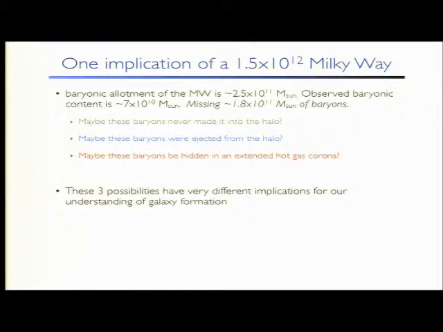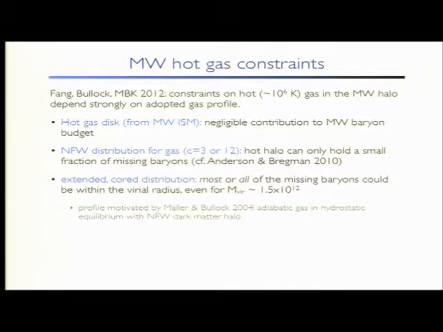There are sort of three possibilities if this is the case. Either they never made it in, they made it in and got thrown out, or they're sitting in the halo in an undetected hot phase. And obviously, these three possibilities have very different implications for our understanding of gas physics and galaxy formation. So Tao Tao Fang has led some work that we've been doing recently constraining the possibility of the last point, that maybe there's an undetected hot phase in the Milky Way, a hot corona.